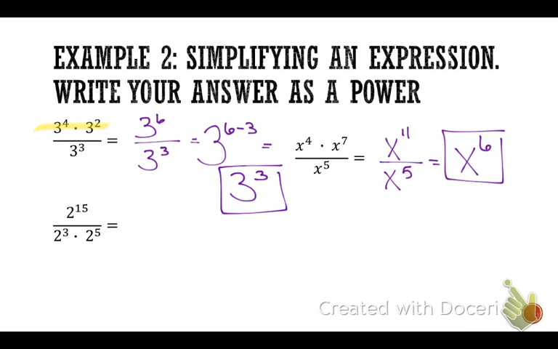Okay, so 2 to the 15th power, what do you get when you simplify the denominator? 2 to the 8th power, which when I subtract is 2 to the 7th power. How are we doing, guys?